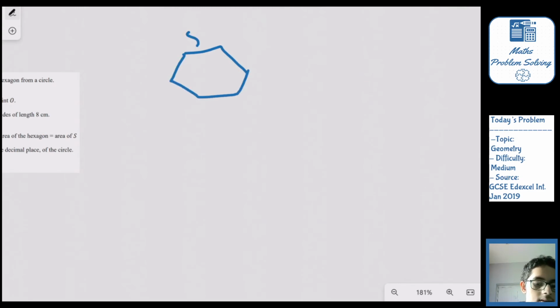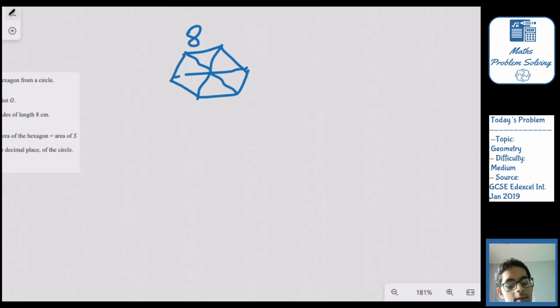So this is the hexagon. One of the side lengths is 8, and we need to work out what the area is. There isn't really a set formula for the area of a hexagon, but what we can do is just divide this into 6 equilateral triangles.